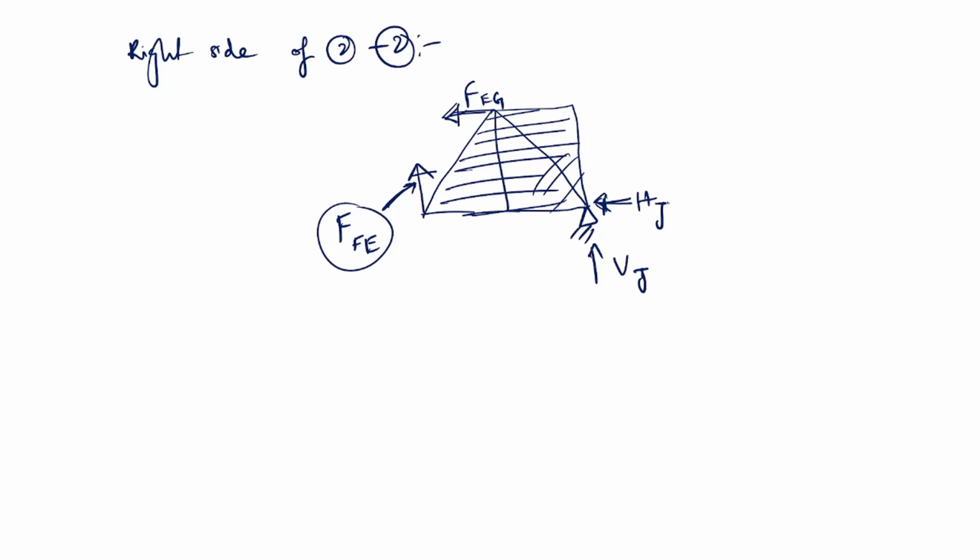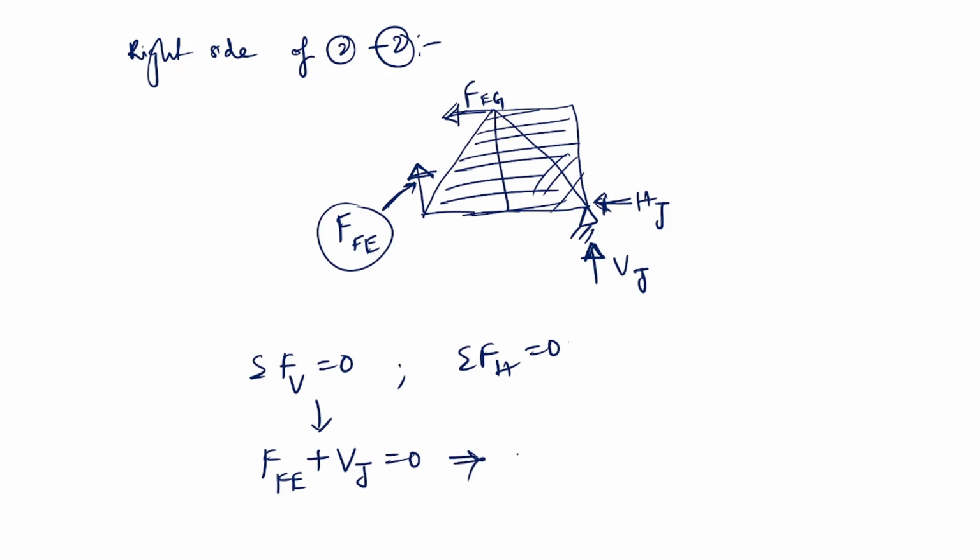In this you can again write sigma Fv equal to 0, sigma Fh equal to 0. Let us do this. Suppose I assumed this is an upward force, and here also it is an upward force. So what can I write? Both are upward, so I will take plus, both are the same sign. Any other downward force? No, right? There is no downward force here, so equal to 0. Then you know VJ, so FE plus VJ, which is 30, equal to 0.